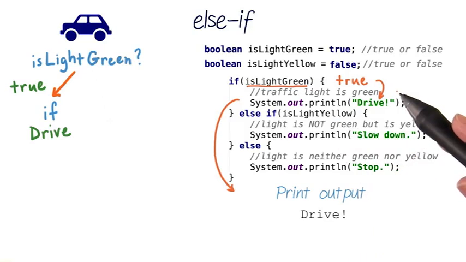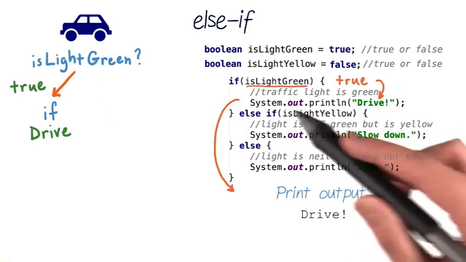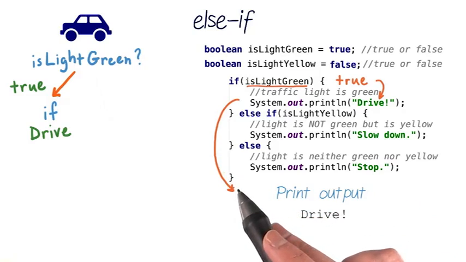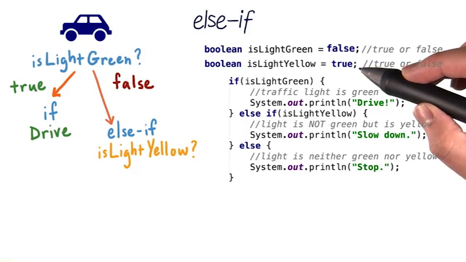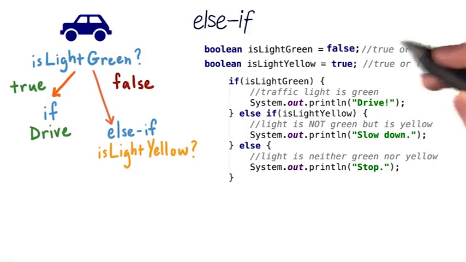And that's because once the computer executes an if block of code, like it did when it printed out drive, it will skip down to the very end curly brace of our last else or else if. And for this code, that's at the very end of our program. Now what if we switch these Boolean values, so isLightGreen is false and isLightYellow is true?